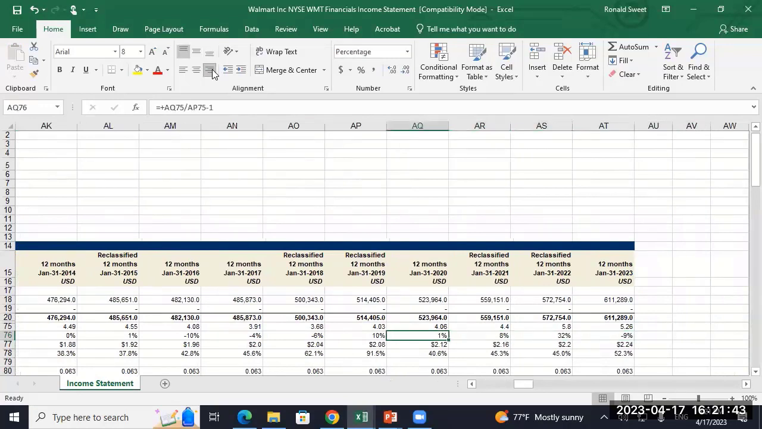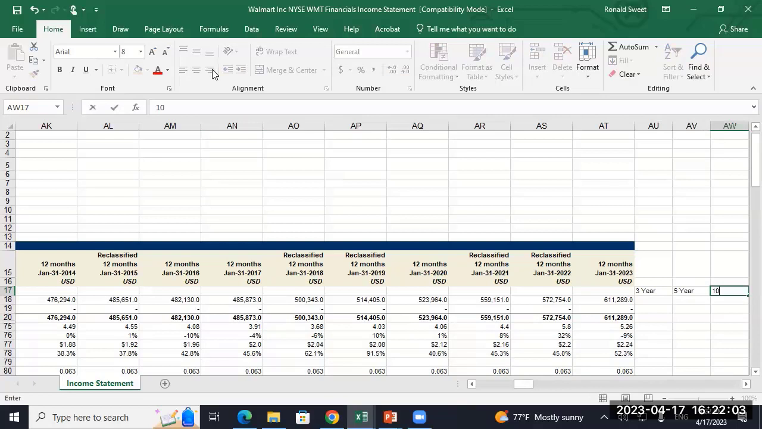And see the last few years, it's been pretty volatile, right? There you see Amazon coming in. The last few years, they've averaged 8%, but that was 32% up once and then down 9%, all over the place. You can certainly look at the 3-year, 5-year, 10-year.